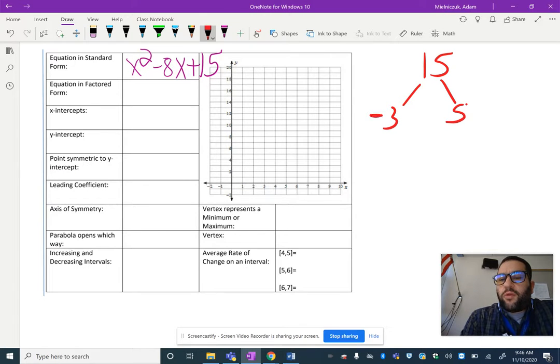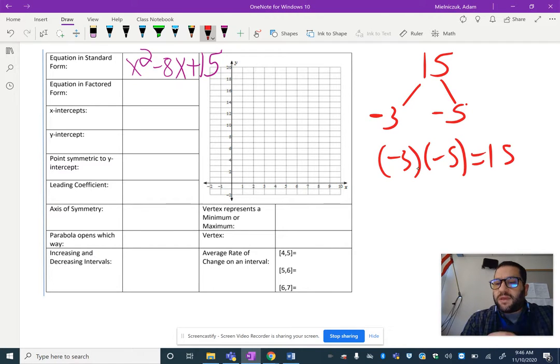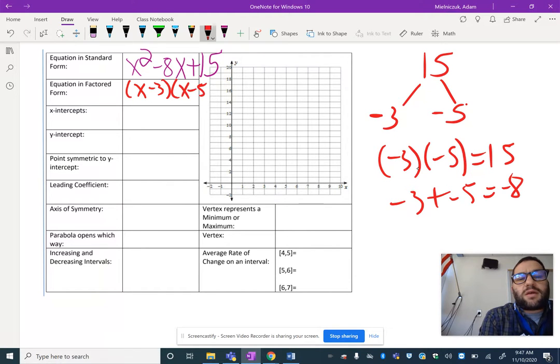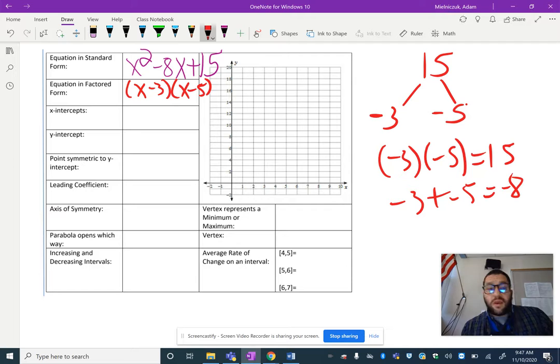If I make them both negative, negative 3 times negative 5 is going to give me positive 15, and negative 3 plus negative 5 is going to give me the negative 8. Therefore, I know that the equation in factored form will be x take away 3 times x take away 5. From here, I can find my x-intercepts very easily, okay? My x-intercepts are going to be when I solve the equation.